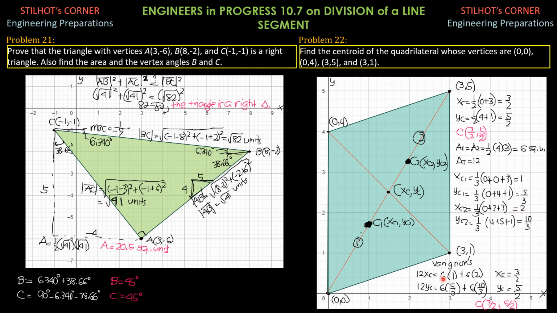Computing for x sub c is 3/2, which is the same as that. Then for y sub c, total area times y sub c equals area 1 times y sub c1, 5/3, plus area 2, 6, times y sub c2, 10/3. So computing for y sub c, it is 5 halves. Therefore the centroid is indeed at 3 halves, 5 halves, solved in 2 ways.